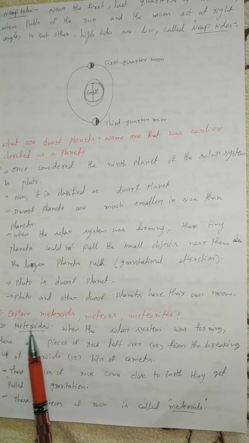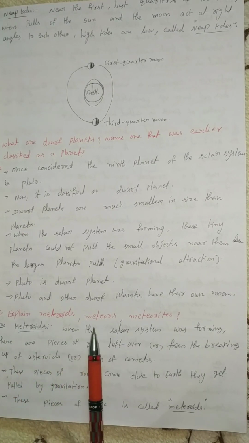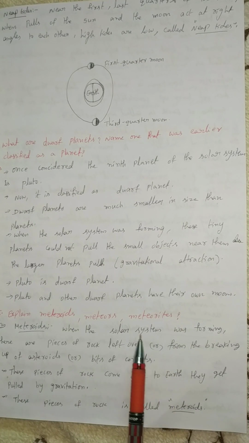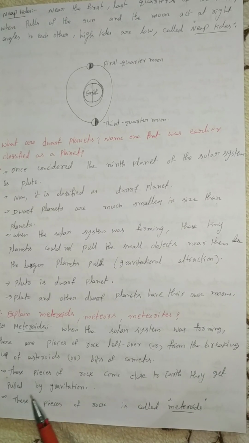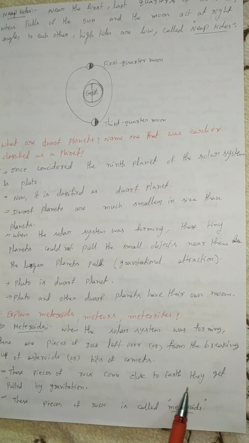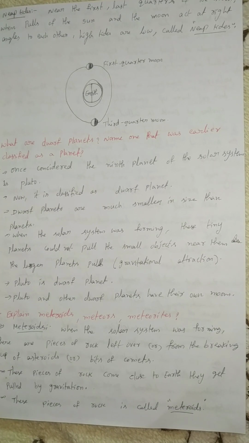Next question, explain meteoroids, meteors, meteorites. Meteoroids: when the solar system was forming, there were pieces of rock left over, or from the breaking up of asteroids or bits of comets. These pieces of rock come close to the earth and get pulled by gravitation. These pieces of rock are called meteoroids.